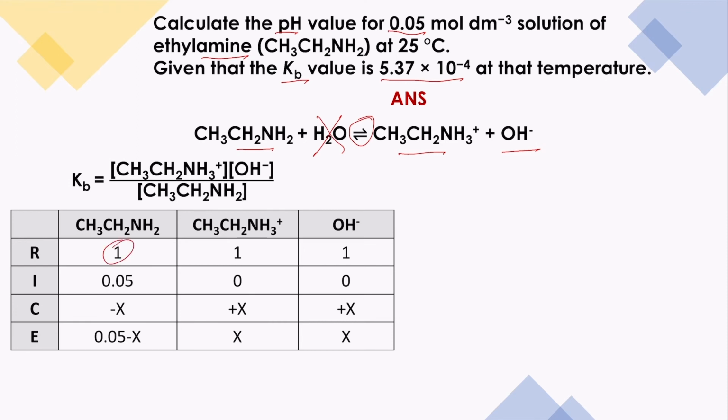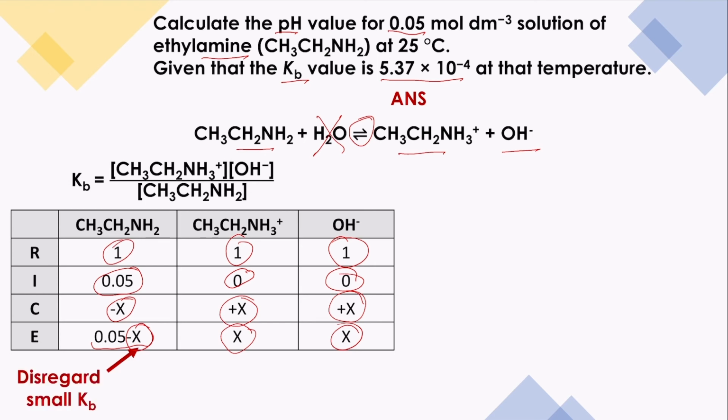As you can see here, the ratio is 1:1. The initial concentration given in the problem is 0.05 for the ethylamine, and the concentration of the products at the beginning of the reaction is of course 0. Then the change is negative X for the reactants and positive X for the products because they have the same mole ratio. Then at equilibrium, the concentration of the reactant is 0.05 minus X, and for the products X and X.